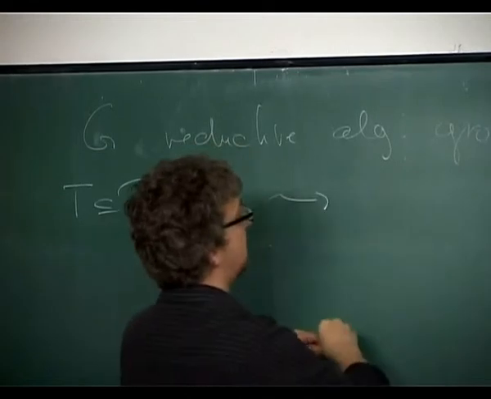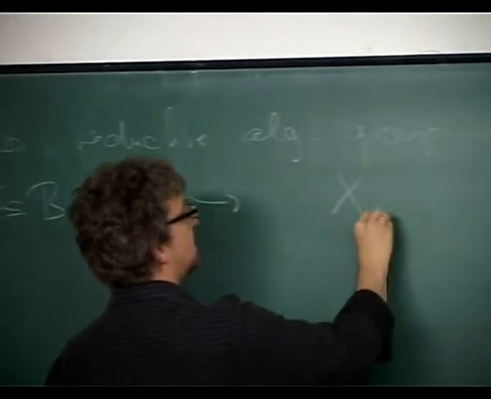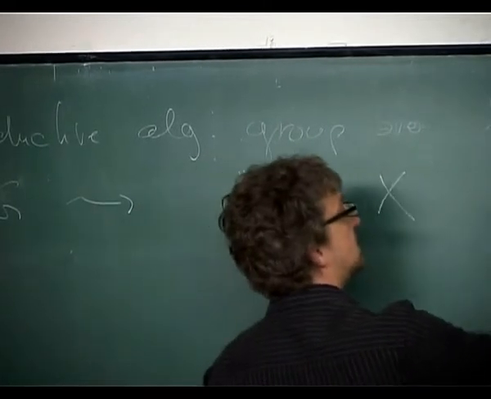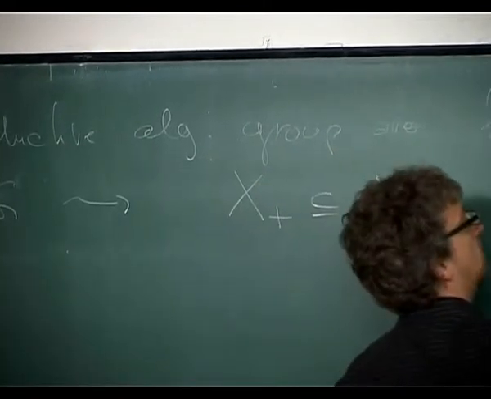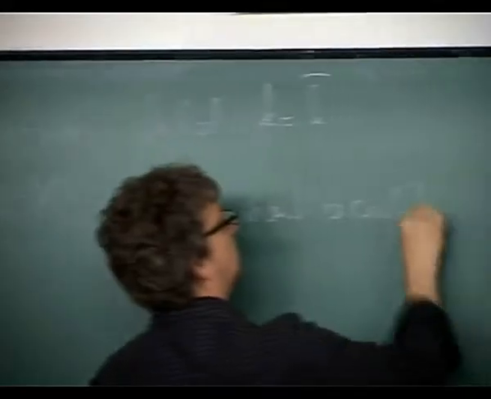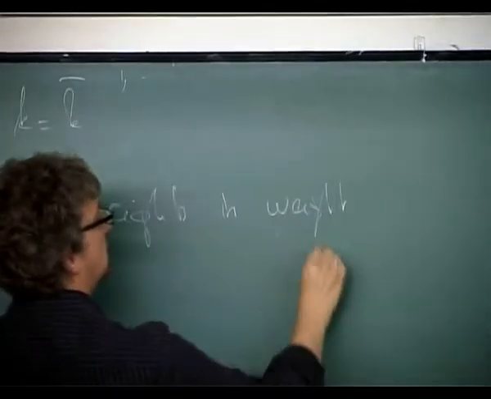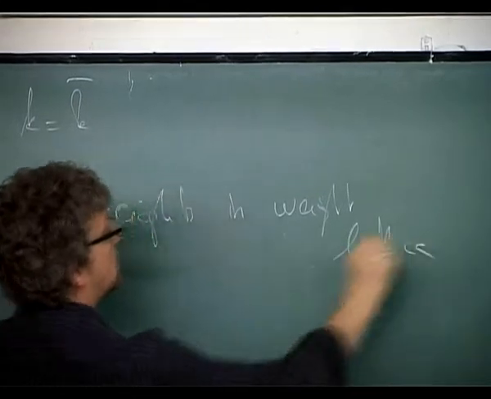Let me try. So this defines X plus in X. So these are the dominant weights in the weight lattice.